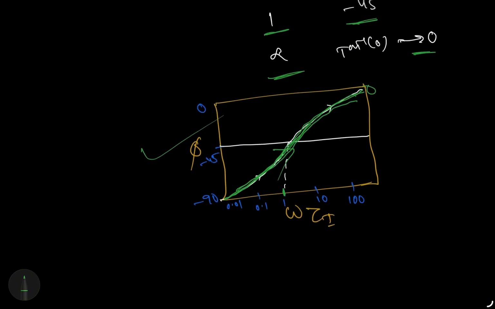This is the complete Bode diagram understanding for the transportation lag, P controller and PI controller. These are very important building blocks, and once you understand this, you can easily construct a Bode plot for more complex systems.